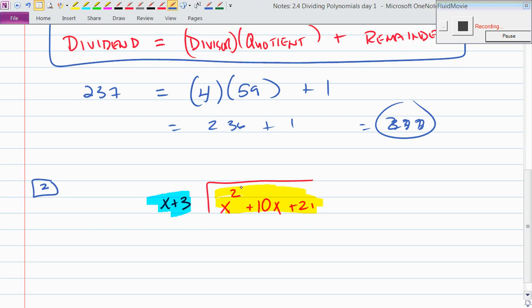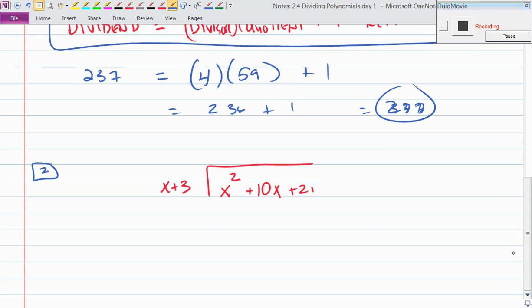So the degree of my dividend is 2, and the degree of my divisor is 1. And that's important because if it was the other way around, we'd have some troubles, right? We want our dividend to have a higher degree than our divisor. And we also want to make sure that each exponent is accounted for. So I have an x squared, I have an x to the first, and I have an x to the 0. Otherwise, I'm going to have to put a placeholder in. And we'll see why in just a second.